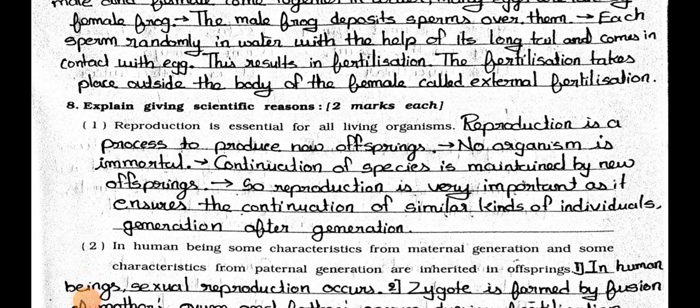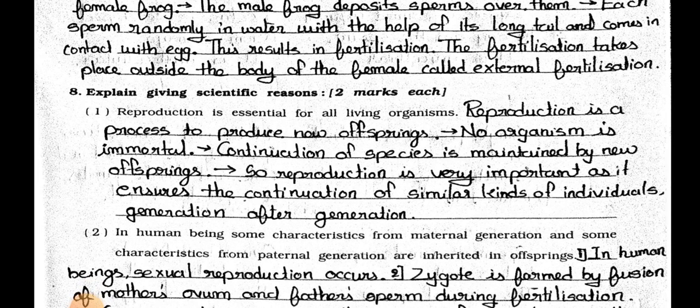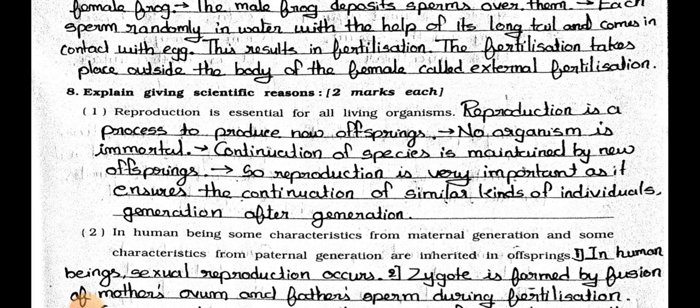Today we'll see Standard 8th, Subject Science, chapter number 9, Reproduction in Animals. Today we'll see part 3. In Q8, explain giving scientific reasons, 2 marks each. Number 1, reproduction is essential for all living organisms.